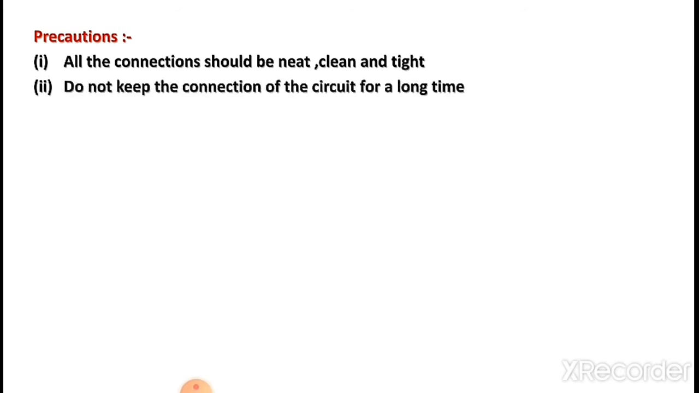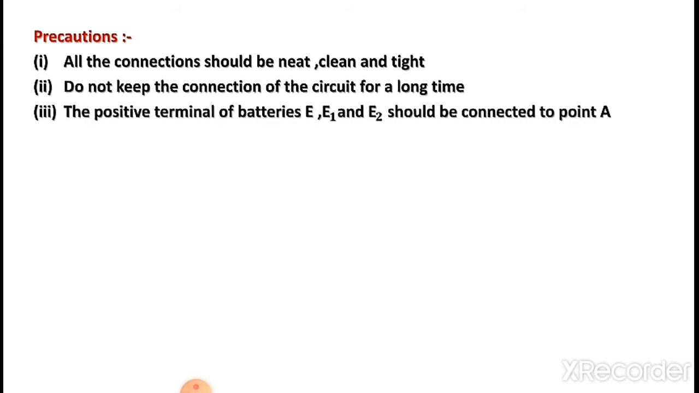While performing this experiment, we must take some precautions: all the connections should be neat, clean and tight. Do not keep the connection of the circuit for a long time. The positive terminals of the batteries E1 and E2 should be connected at point A.